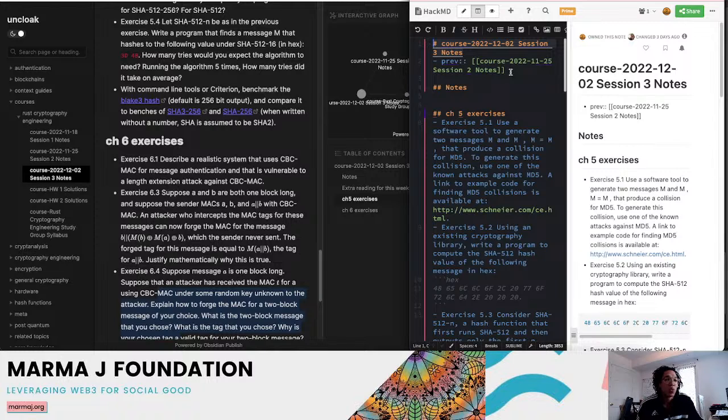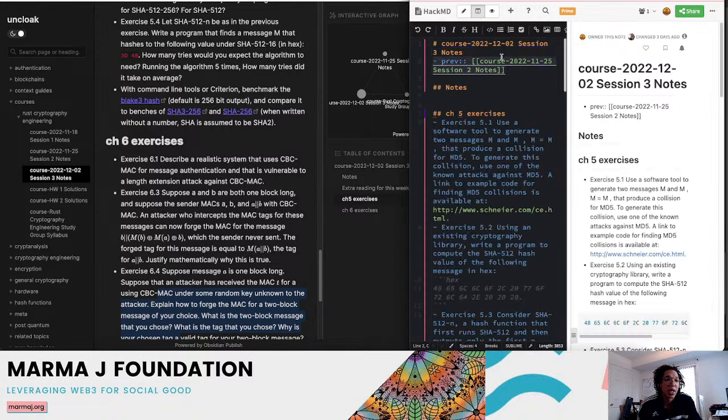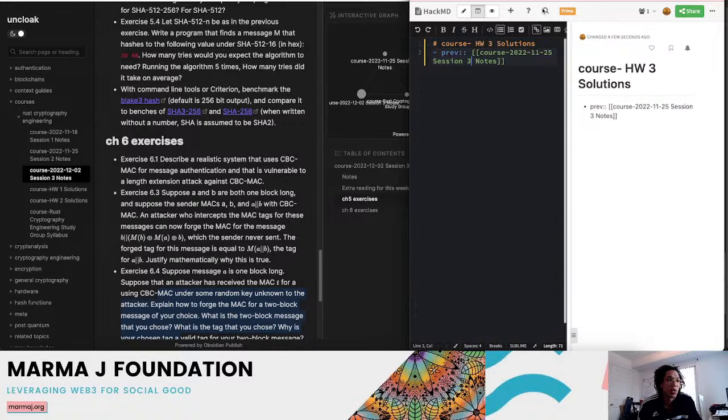And then previously it would still link to session 2 notes, I think. Or maybe it would link to session 3 notes, right? I think it would actually link to session 3 notes. So I assume we're going to link this to session 3 notes, and it wouldn't be this. It would be 2022 and then 1202. So it'll go there.